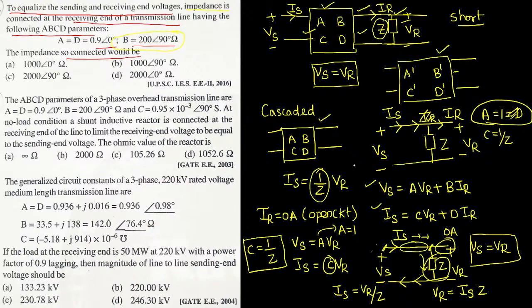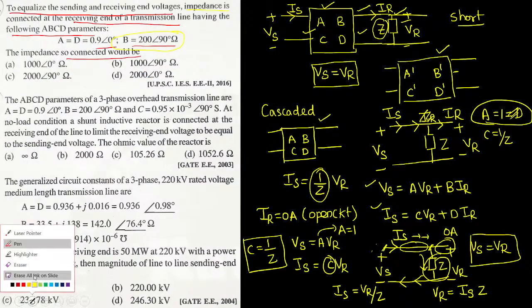Let me teach you. In that case, we found the value of A and C, that is 1 by 2. So let me remove all these things. A and C will become 1 by 2. One minute. Okay, so we found the value of A as 1 and C as 1 by Z.